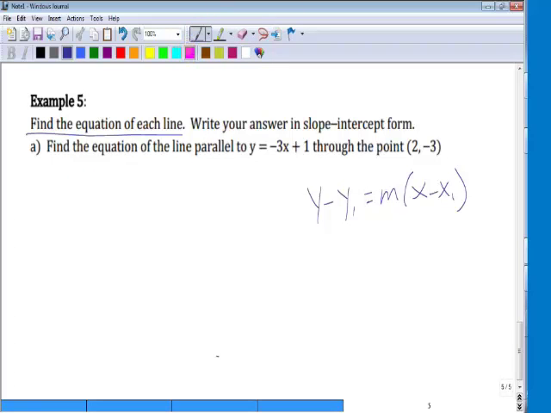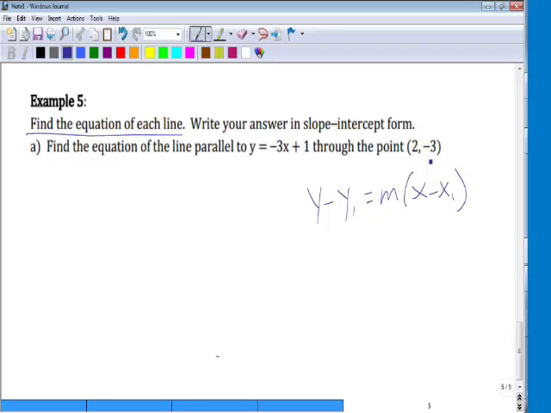How are we going to find the slope of the line that we're looking for if all we know is that it's parallel to this line? It's the same slope as this line since it's parallel to this line. And what's the slope of this line? Negative 3. So the line we're looking for has a slope of negative 3, and it passes through the point 2, negative 3.